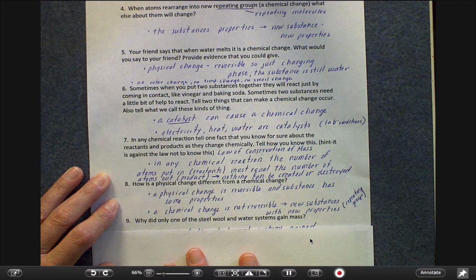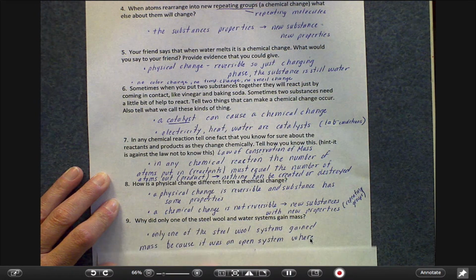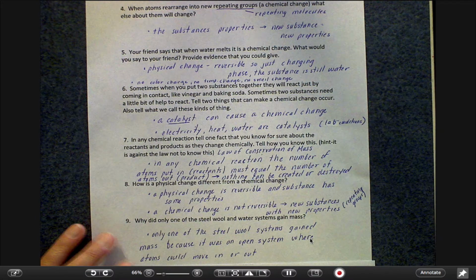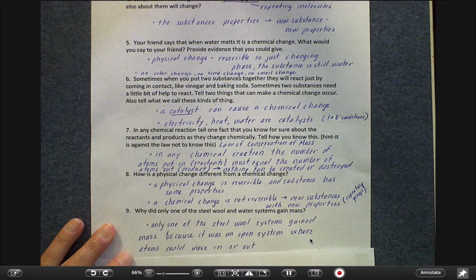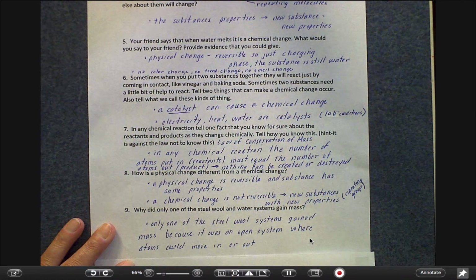Number 9, why did only one of the steel wool and water systems gain mass? Only one of the steel wool and water systems gained mass because it was an open system where atoms could move in or out. And so we couldn't control the molecules that were entering or leaving.